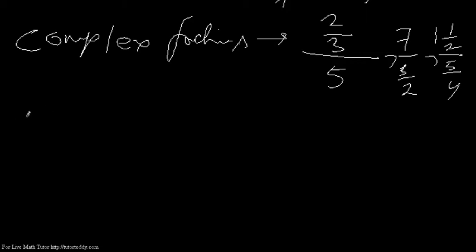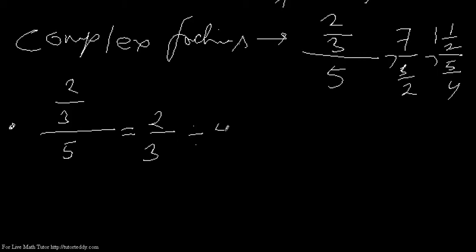Suppose we have a complex fraction. Let me take the numbers I have shown you. The first one is 2 by 3 divided by 5. So while simplifying, I write the numerator 2 by 3 first, then put the division sign and 5. Next, division by fractions is the inverse of multiplication. So I have 2 by 3 multiplied by the inverse, or reciprocal, of 5, that means 1 by 5.